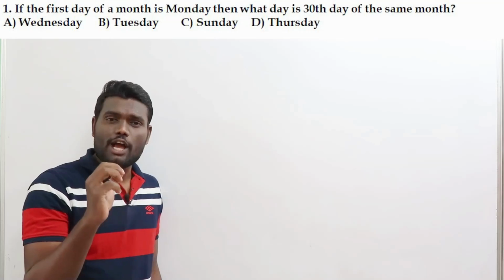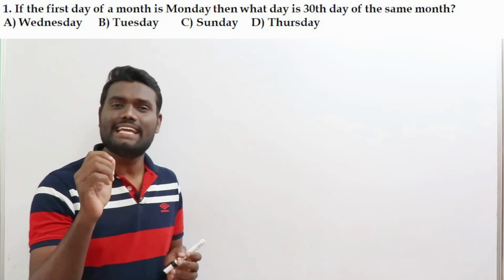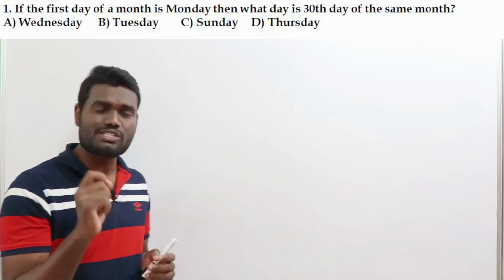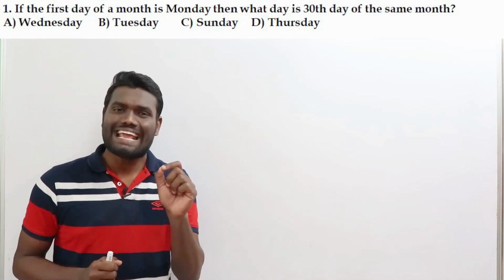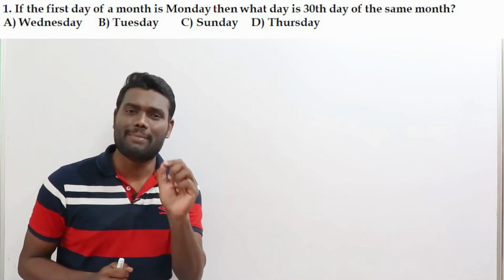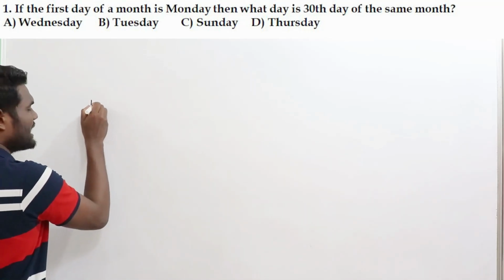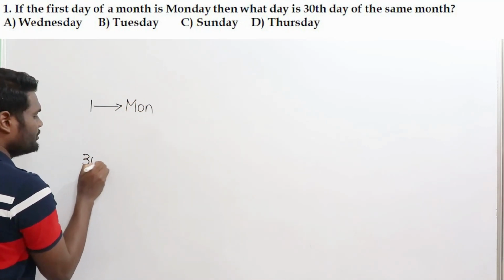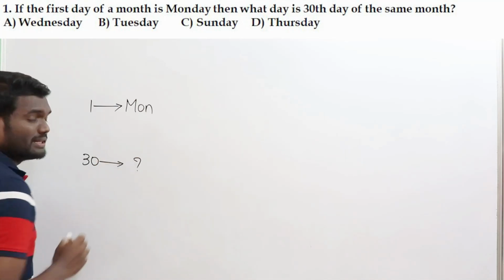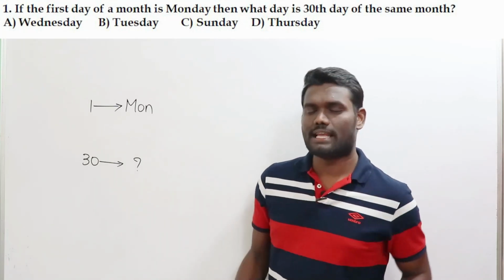Okay. So first example, if first day of a month is Monday, then what would be the 30th day of the same month? So the question is saying, if the first day of a month is Monday, then what day is 30th of the same month? Okay. So you try it and say the answer. If first day of the month is Monday, what day is 30th of the same month? So you try and you say the answer for this one.